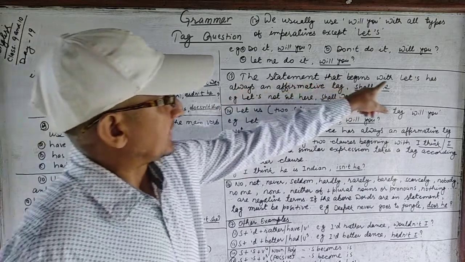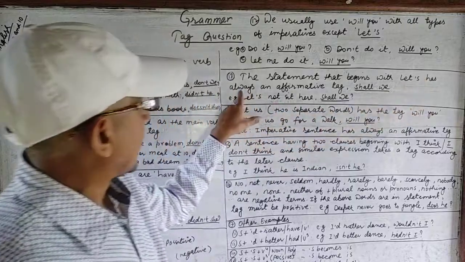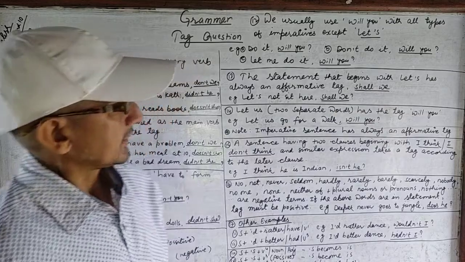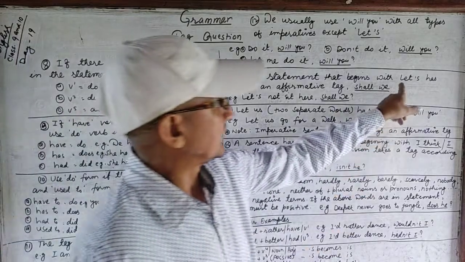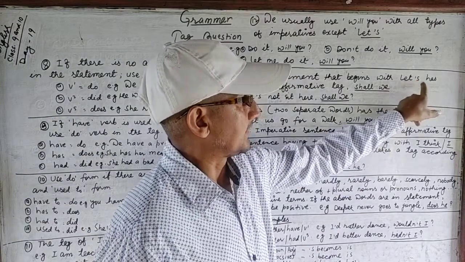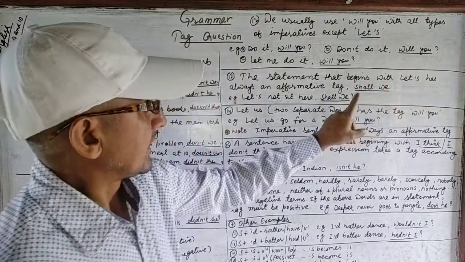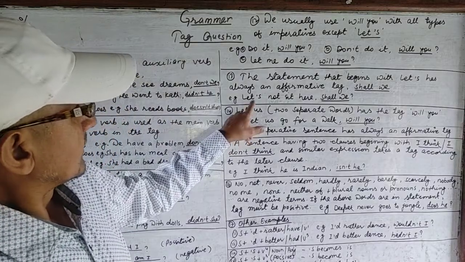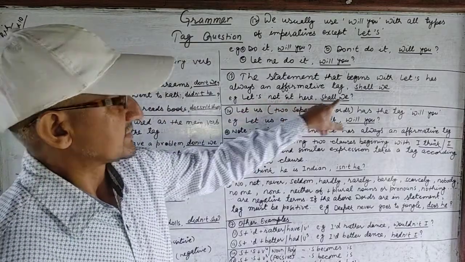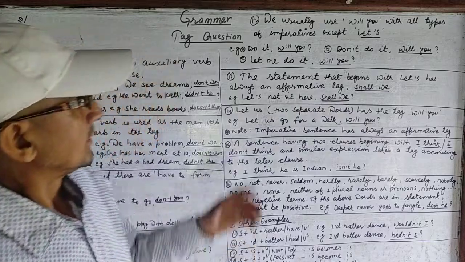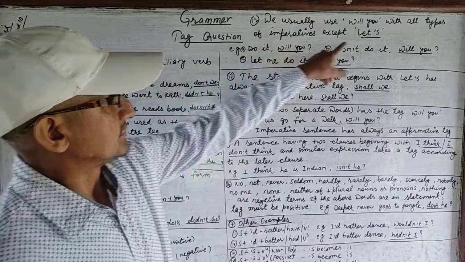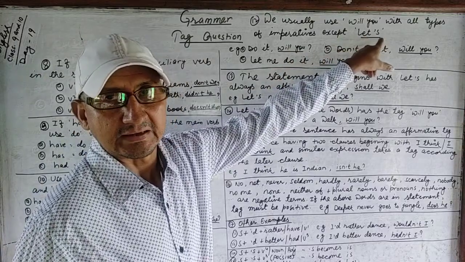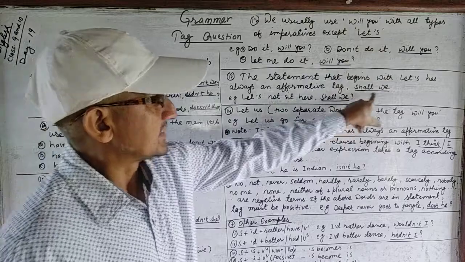The statement that begins with "let's" always has an affirmative tag, "shall we". If the statement begins with "let's", let plus apostrophe s, we always write the tag "shall we". Let's not sit here, shall we? For all types of imperatives, we use "will you", except "let's", let plus apostrophe s, we use "shall we".